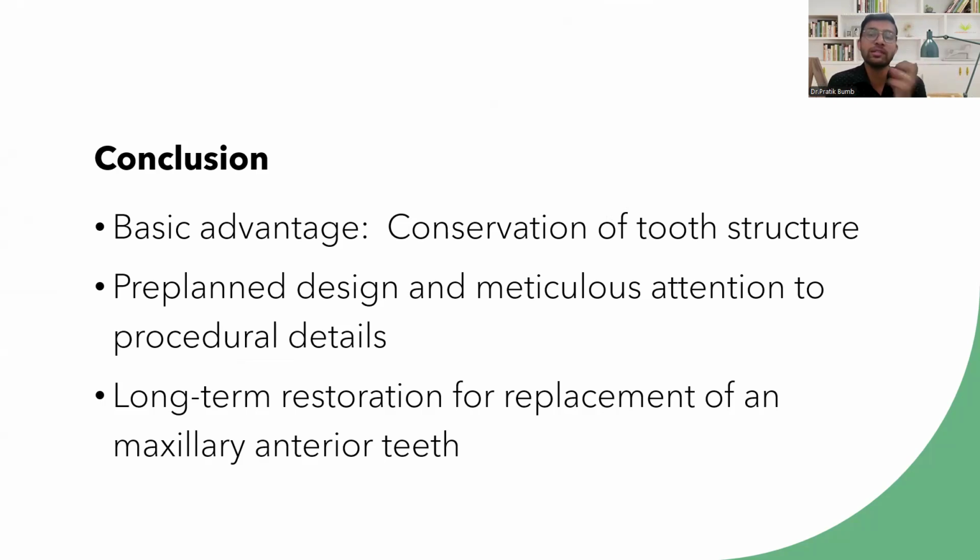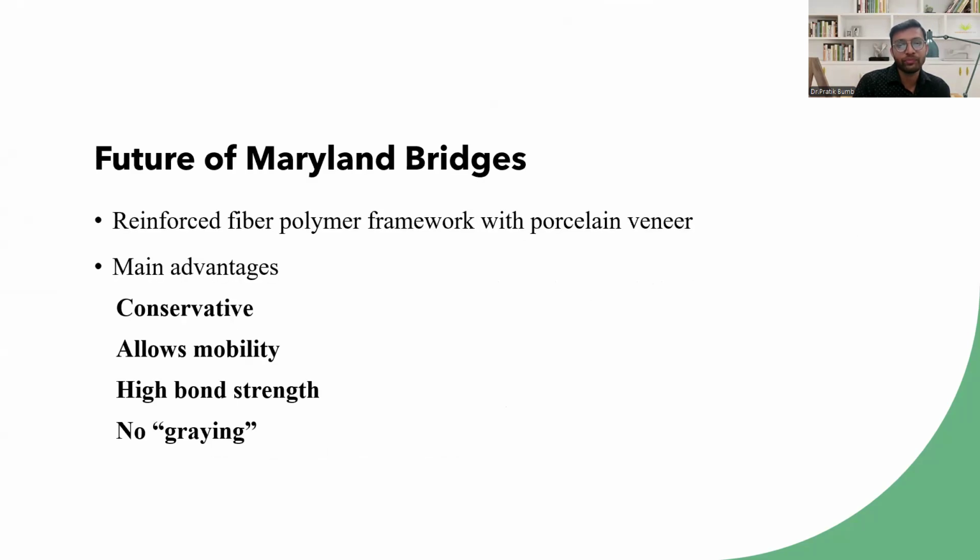So in conclusion, the basic advantage of using a Maryland bridge is the conservation of the tooth structure. You do not have to go conventionally and prepare the full coverage restoration for the maxillary central and the canine. And pre-planned design and meticulous attention to the procedural details will contribute to the success of the Maryland bridge. For long-term restoration for replacement of maxillary anterior teeth, you can use Maryland bridge.